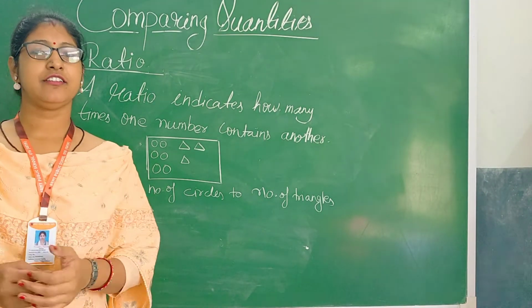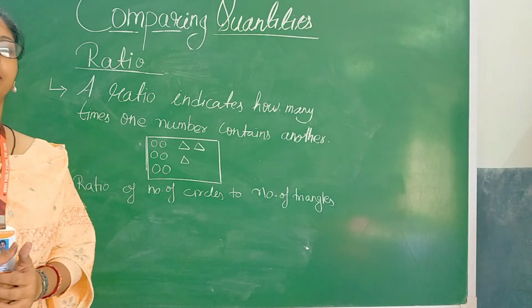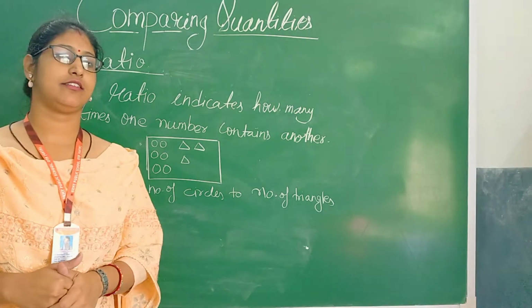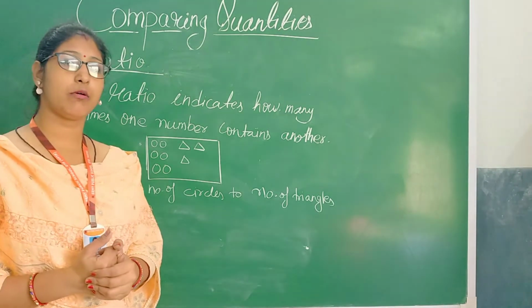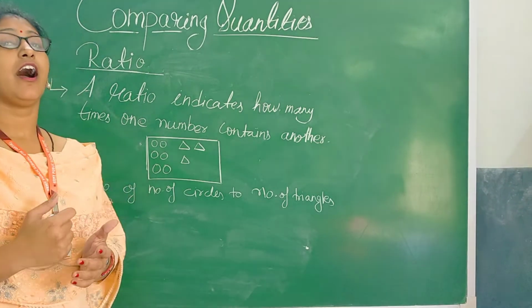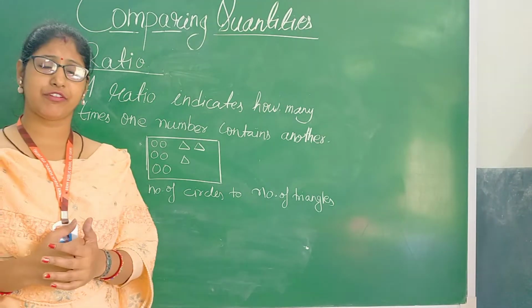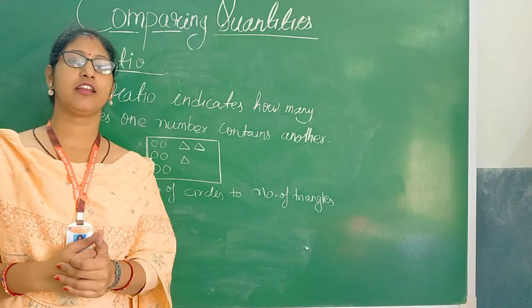Good morning, friend. Today we are going to start a new chapter, chapter 8, comparing quantities. In this chapter, first we recall the ratio and percentage. After that, we will learn about profit and loss, and then simple interest and compound interest.